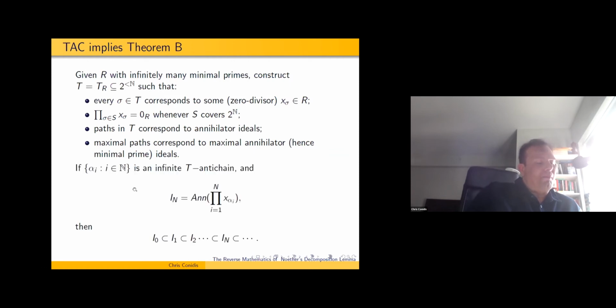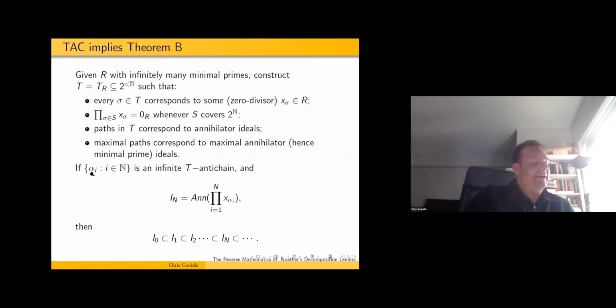And so the minimal primes are basically maximal paths through your tree, and you have infinitely many of these minimal primes, so you end up having infinitely many paths and infinitely many splittings. Once you know you have infinitely many splittings, you can apply this tree anti-chain property to the tree, sorry, and you can get an infinite anti-chain.